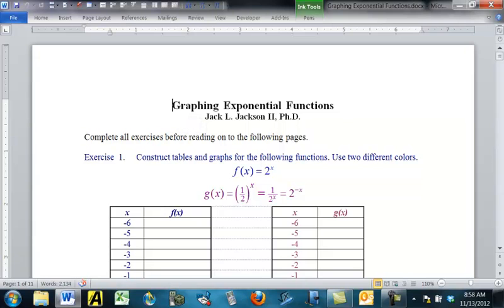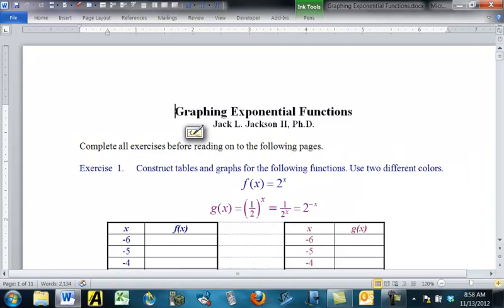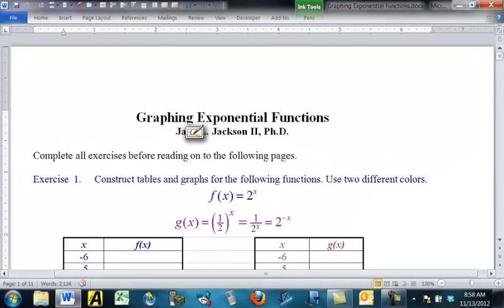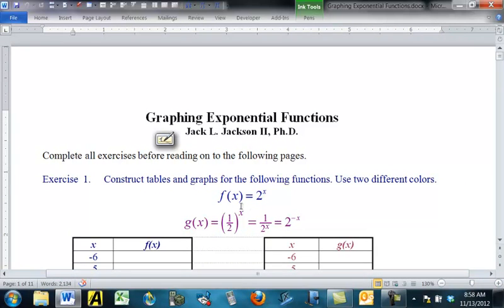Today we're going to be talking about graphing exponential functions. So we're going to talk about the characteristics of the graphs of exponential functions. To start things off, let's take a look at this particular example. Actually, two examples. f of x equals 2 to the x power, and g of x equals 1/2 to the x power.